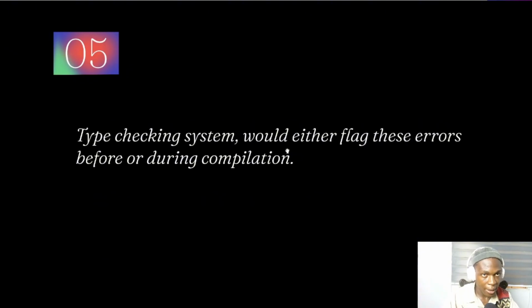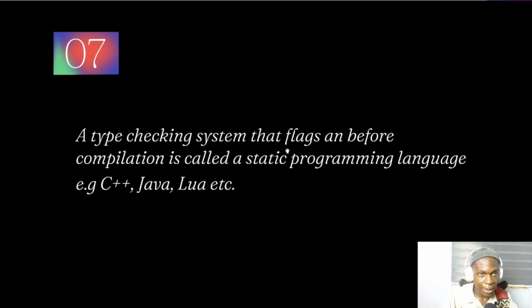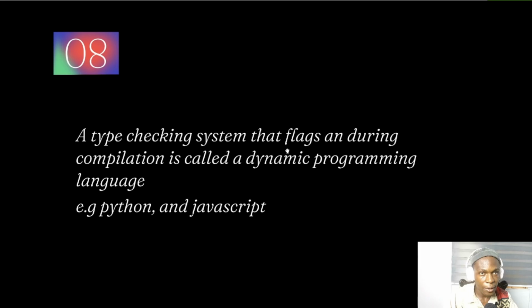How it flags the error will be before or during compilation. If your programming language flags errors before compilation, it is called a static programming language. If it flags the error during compilation, it is called a dynamic programming language. Examples of static programming languages are C++ and Java. Examples of dynamic programming languages are Python and JavaScript.